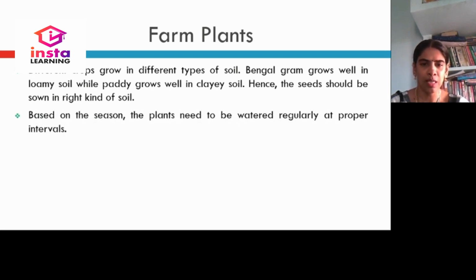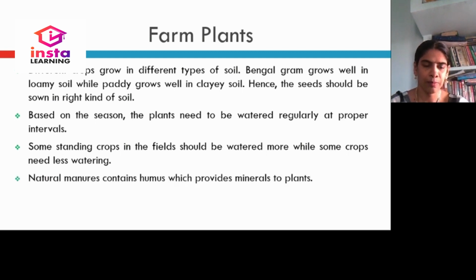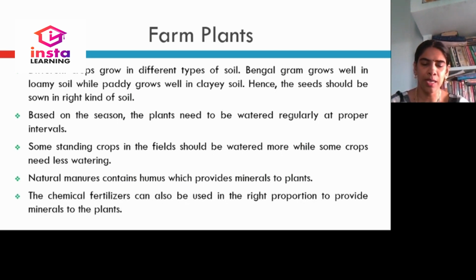Based on the seasons, the plants need to be watered regularly at proper intervals. Some standing crops in the fields should be watered more, while some crops need less watering. Natural manures contain humus and provide minerals to the plants. Chemical fertilizers can also be used in the right proportion to provide minerals to the plants.